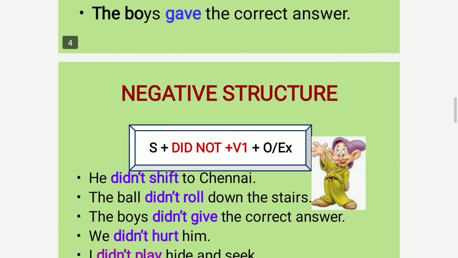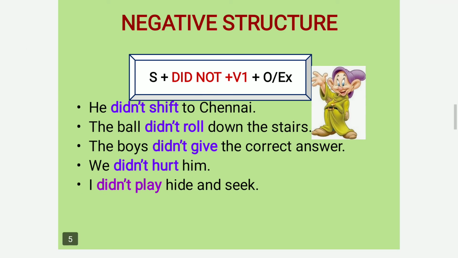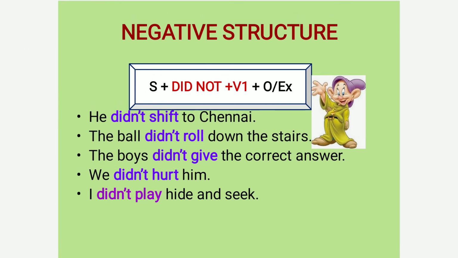Next, we are going to learn the negative sentence structure of past tense. In a negative sentence, we add the negative word not. In the last slide we learned shifted is the past tense of the verb. If there is no helping verb in the sentence, we just remove the helping verb did from the verb. So did plus shift is equal to shifted. It is the full form of shifted. So we remove the helping verb did from the main verb, and it becomes did plus shift.